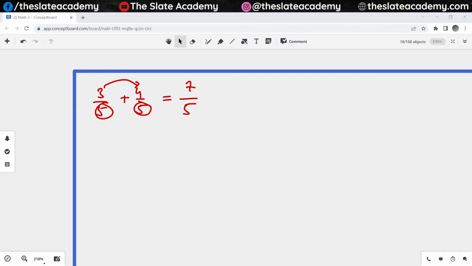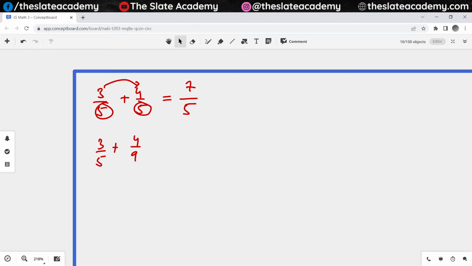Simple. But what if the denominators of the fractions are not the same? For example, one of them says 3 by 5 and the other says plus 4 by 9. Now we'll have to make the denominators the same. How do I make the denominators the same? Is there a number that I can multiply any of the fractions with that would make the denominators the same? First thing, I'll check that. Over here, I cannot do that. There isn't a number that I multiply with 5 that would make it 9. Similarly, there isn't a number that I multiply with 9 that would make it 5.